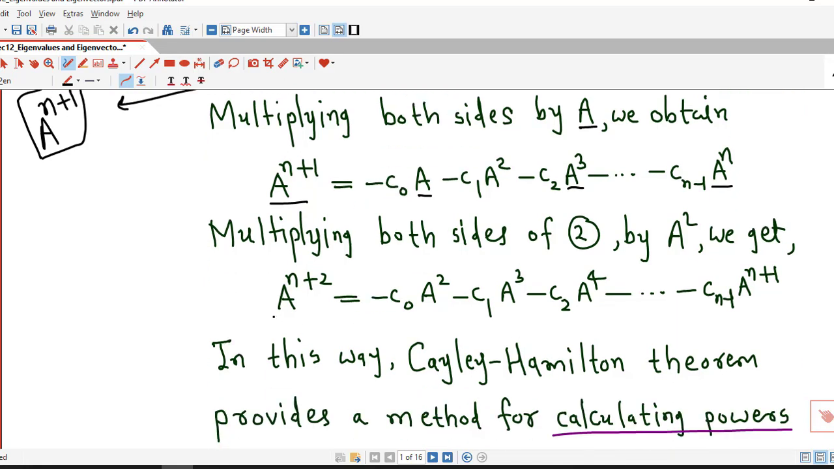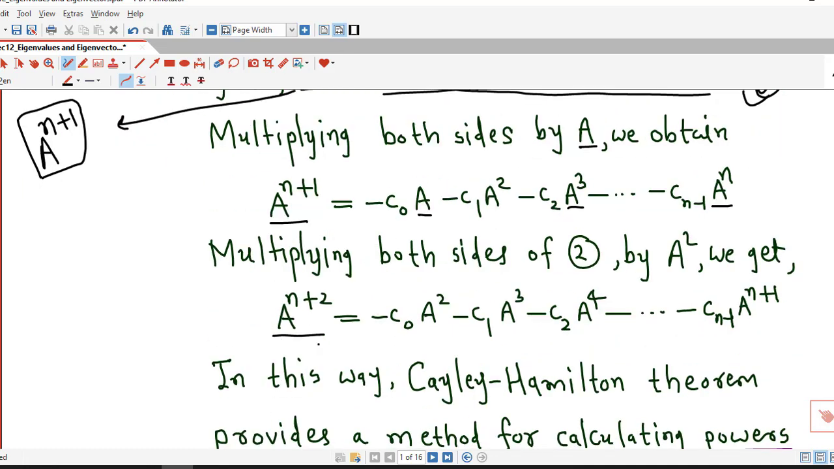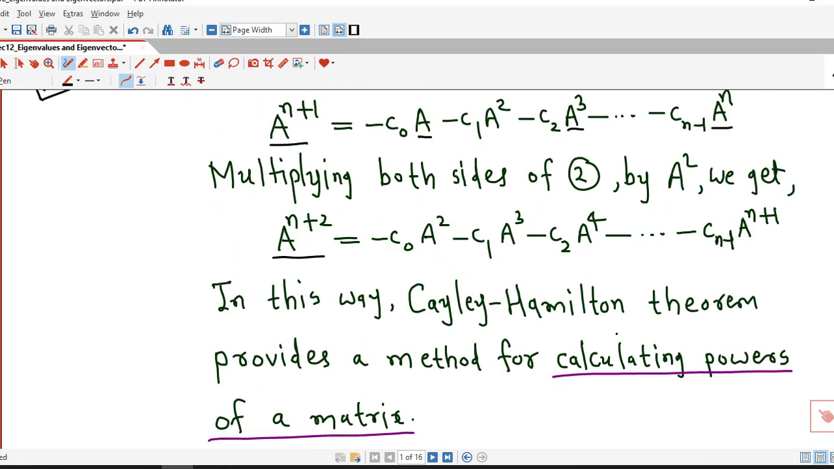So we have written A raised to n plus 2, multiplying both sides of this equation 2. If we multiply both sides of equation 2 by A square, we obtain A raised to n plus 2. So in this way, Cayley-Hamilton theorem provides a method for calculating powers of a matrix.